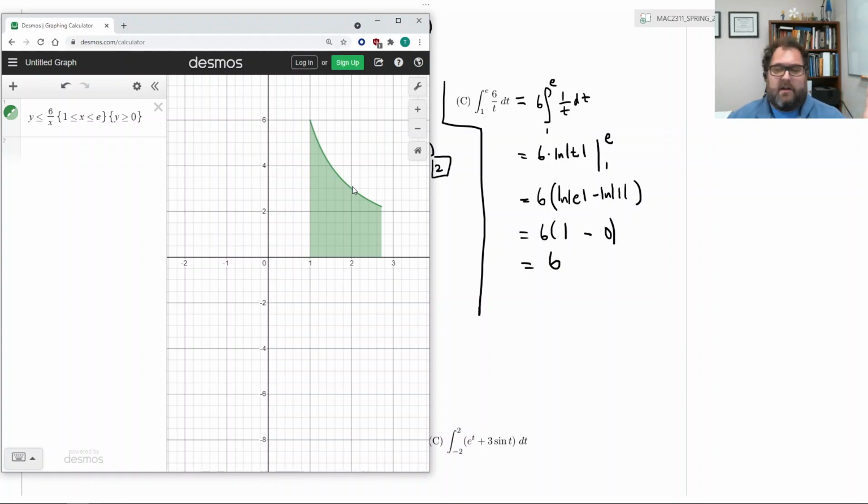And even if you're not crazy about math and you're just doing this because you have to, I hope you appreciate how interesting that is. That we have this weird shape that is part of the reciprocal function between the x-axis, between 1 and e, and the area is 6. To me, that's just mind-blowing. I mean, not mind-blowing, close to mind-blowing. But it's super interesting, that's for sure. And I hope you find it interesting as well.